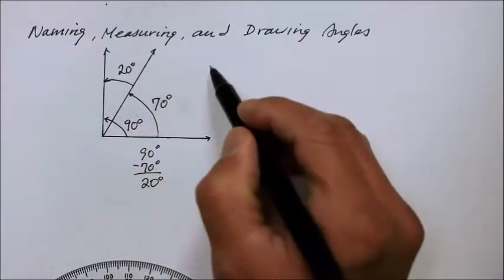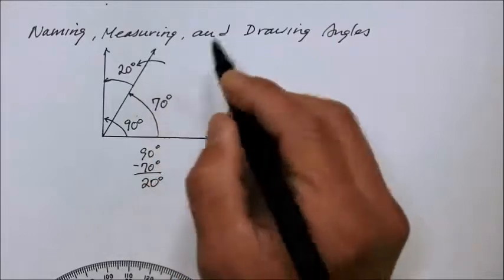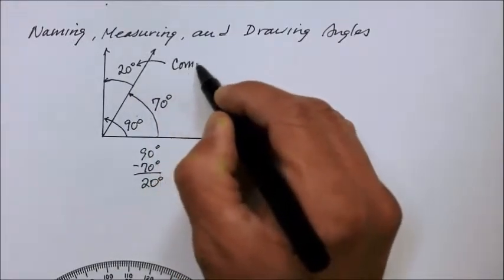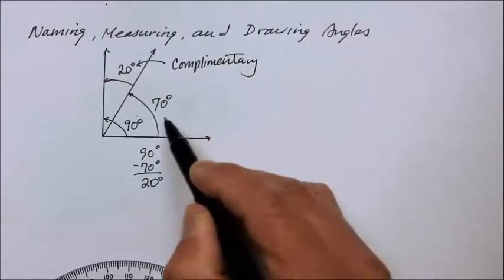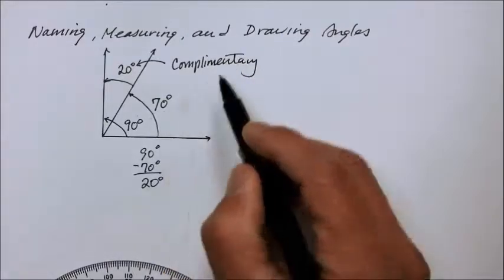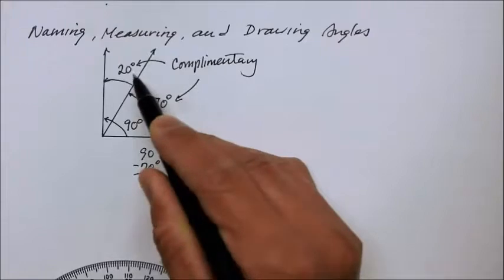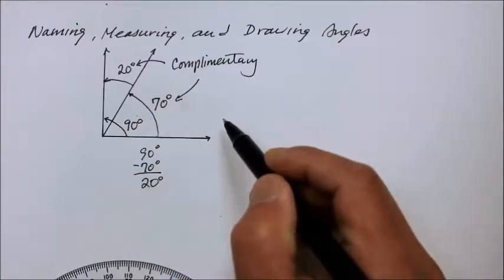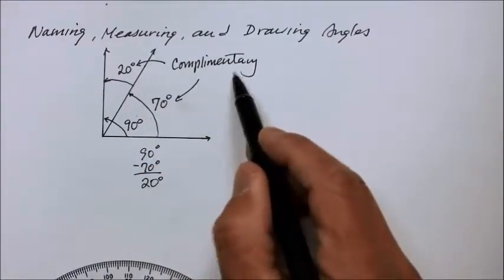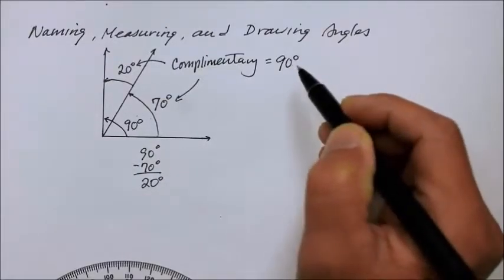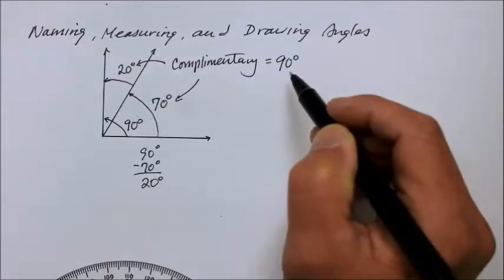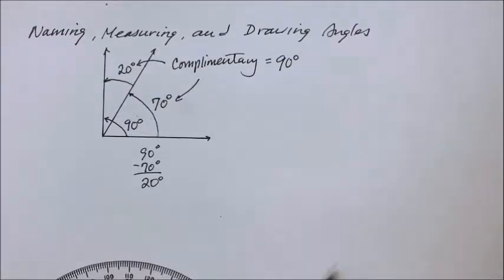And in this case, the 20 degrees is known to be a complementary angle to the 70 degrees. Or the 70 degrees is complementary to 20 degrees. All in all, complementary angles add up to become a right angle, 90 degrees. So the supplementary was 180 and complementary is 90 degrees.